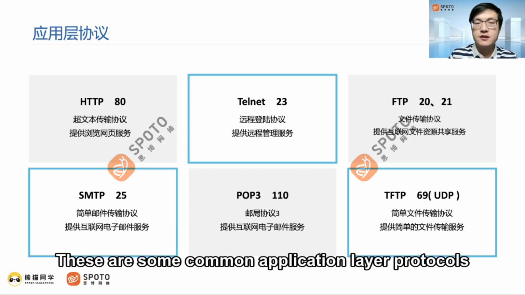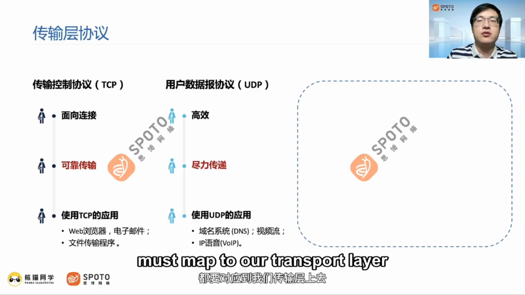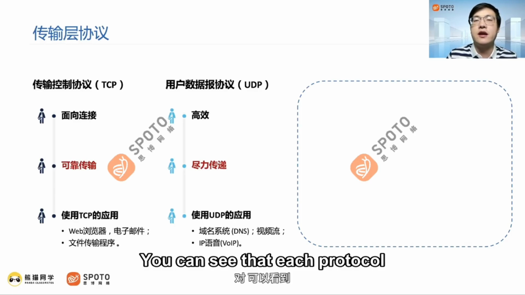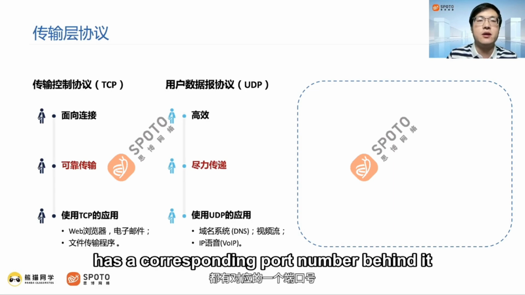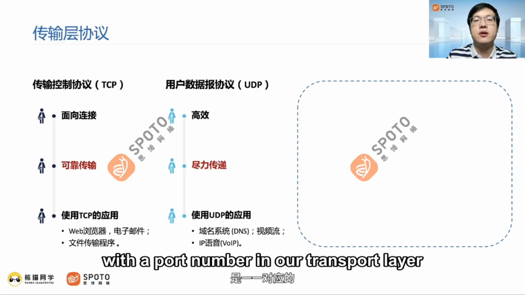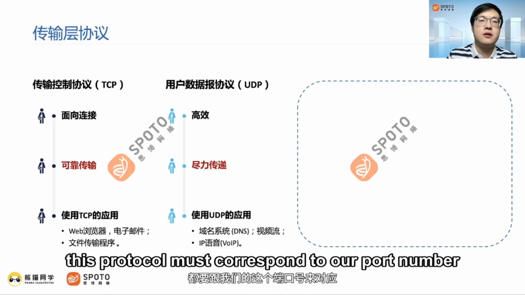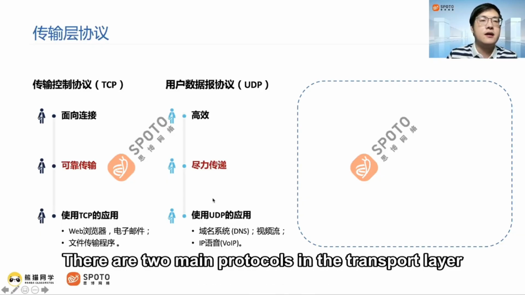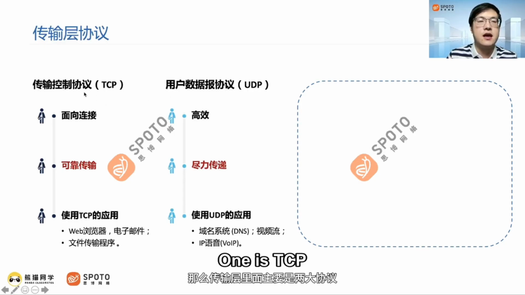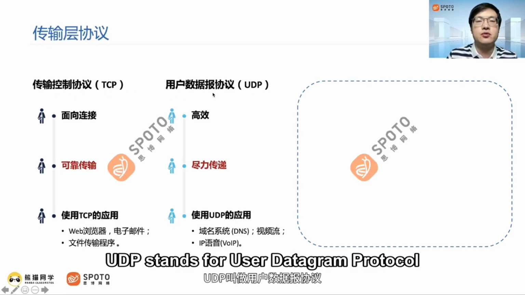These are some common application layer protocols. They must map to our transport layer. You can see that each protocol has a corresponding port number behind it, so every application corresponds one-to-one with a port number. There are 2 main protocols in the transport layer. One is TCP, the other is UDP. TCP stands for Transmission Control Protocol. UDP stands for User Datagram Protocol.